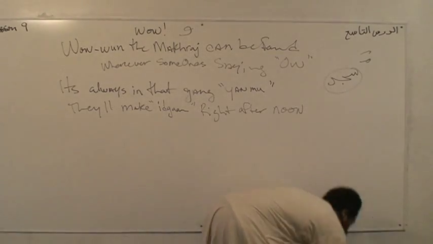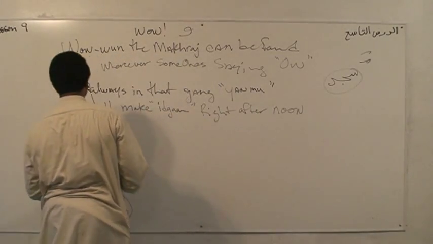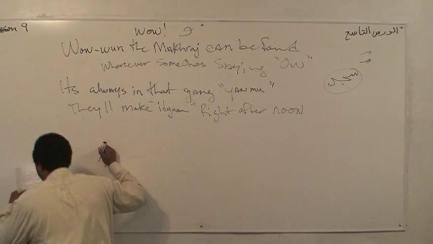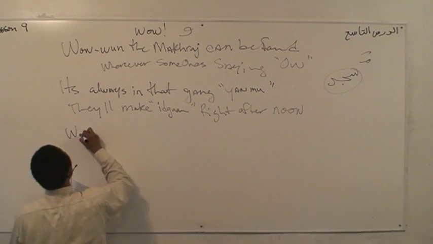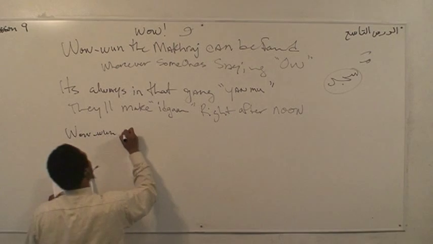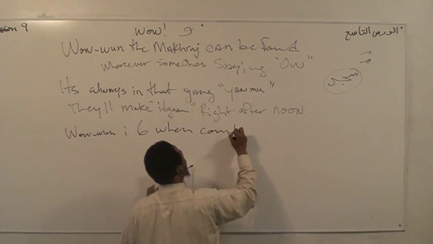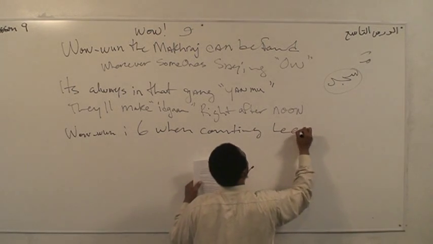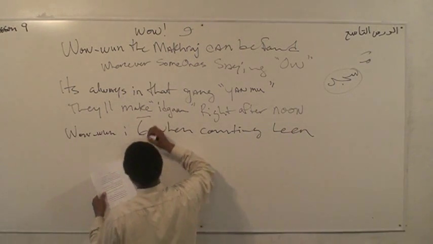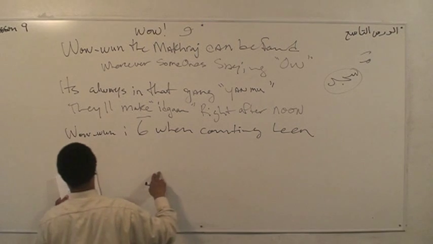What's the next rule? WOW-WUN is 6 when counting lean. Say, is 6 when counting lean. I don't necessarily like writing numbers like this. You're supposed to write them out, but for time's sake.